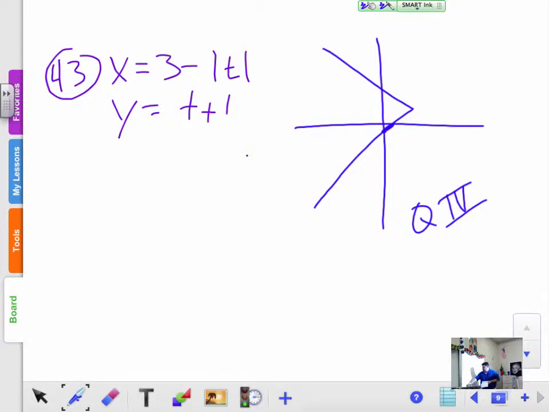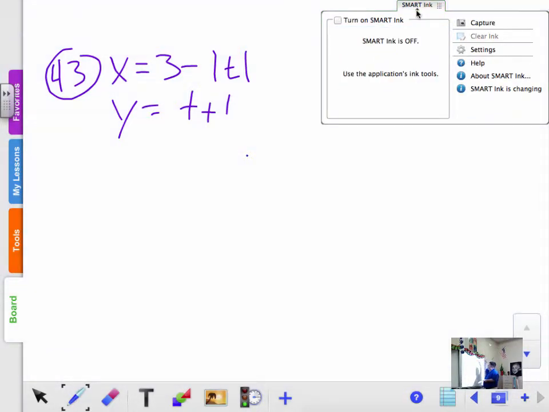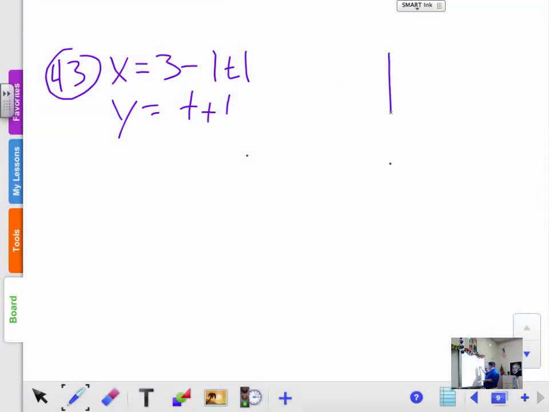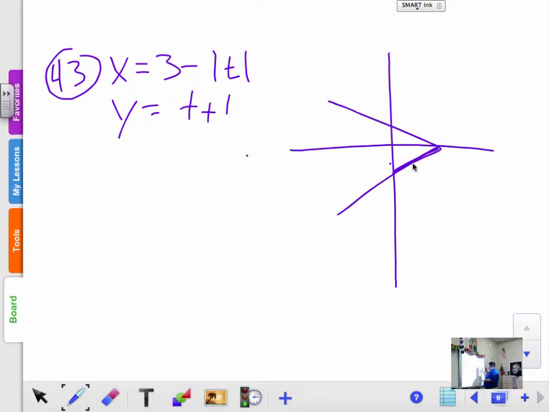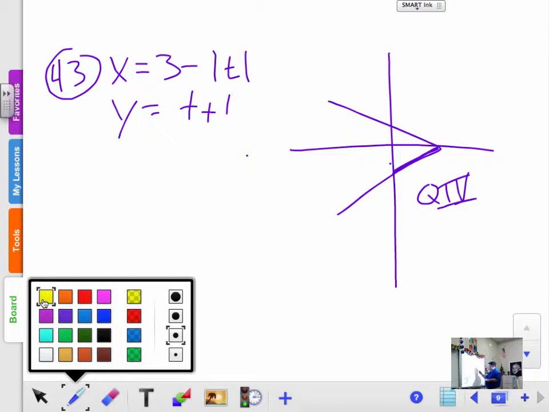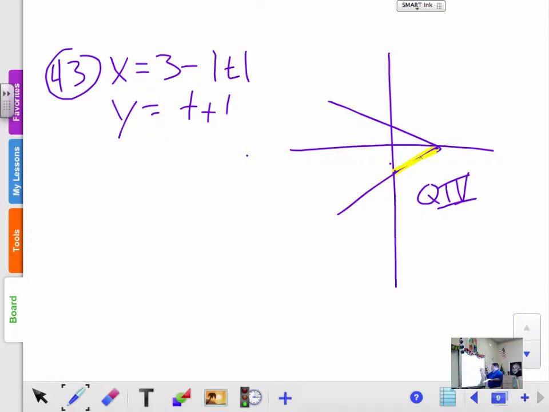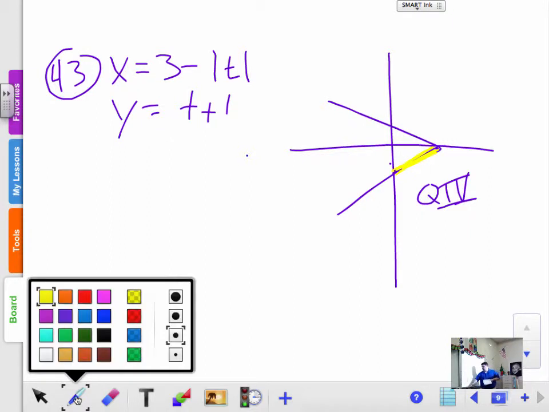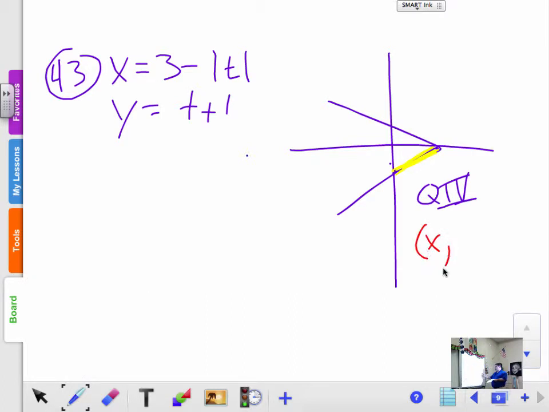We want to know what values of t are going to make this thing live right here, okay, in quadrant number 4. All right, that's what we're interested in. What values of t are going to exist right here? Well, what we know is that x is positive and y is negative, right? So we have a positive x value and a negative y value.